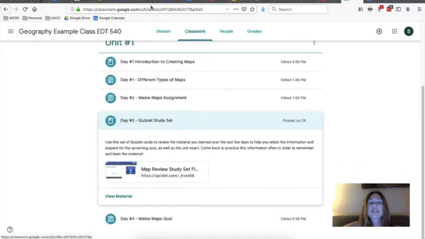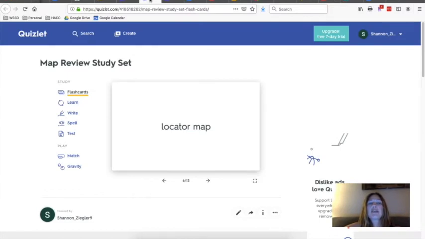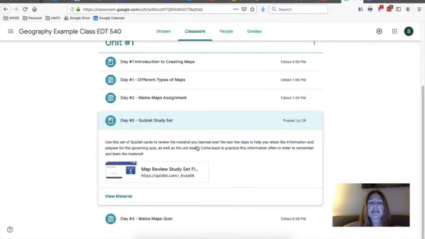We added a Quizlet study set based on the Make It Stick retrieval practice we learned about. We thought it was really important to have a tool in there for students to practice often. So that was another resource that we utilized.